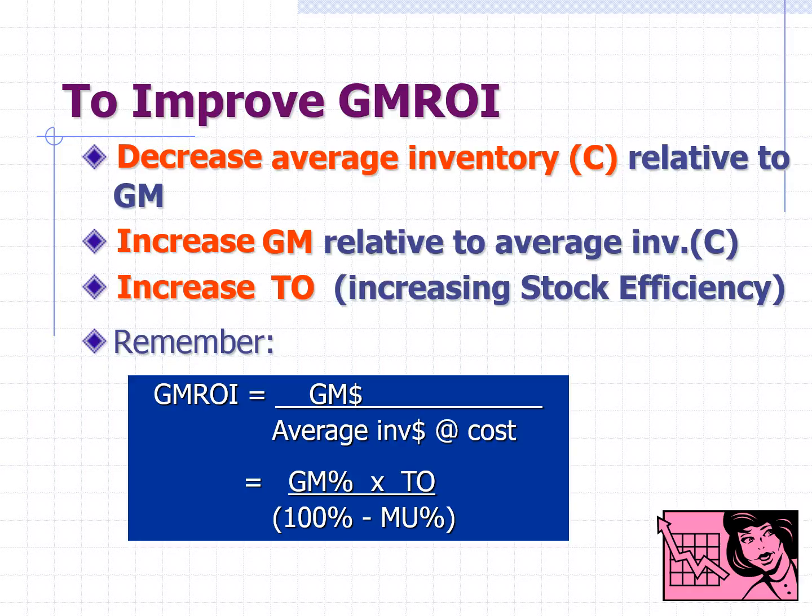What about in terms of turnover? What is the relationship between turnover and GMROI? Again, you think about the formula. GMROI is gross margin percent times turnover over 100% minus markup. So the higher the turnover, the higher the GMROI is going to be. So when we say we are increasing stock efficiency, we're increasing both turnover and GMROI.